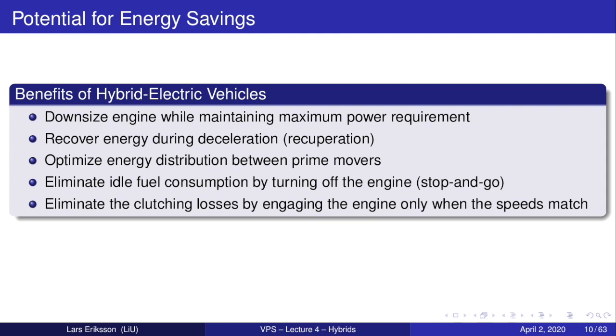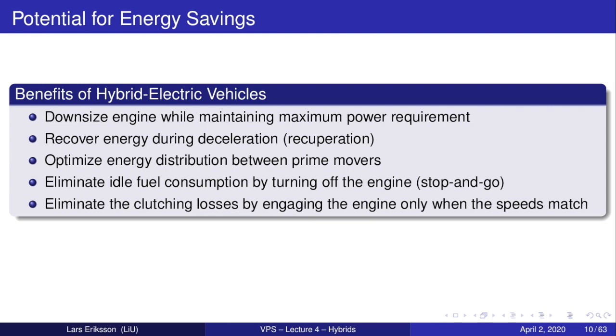Hybrid vehicles have the potential to save energy utilizing several mechanisms. One benefit is achieved by downsizing the engine while maintaining the maximum power requirement of the vehicle, which gives the same acceleration and gradability. The benefit comes from the well-known fact that a vehicle with a smaller engine is more efficient than a vehicle with a big engine. Another benefit is that we can recover energy during decelerations. We can do recuperation as we have been discussing in previous lectures.